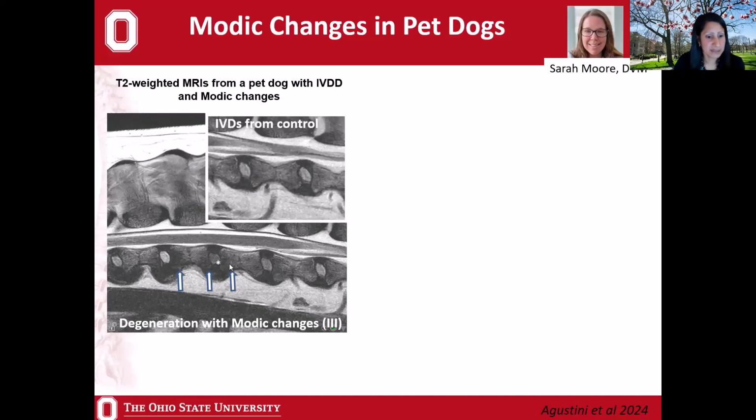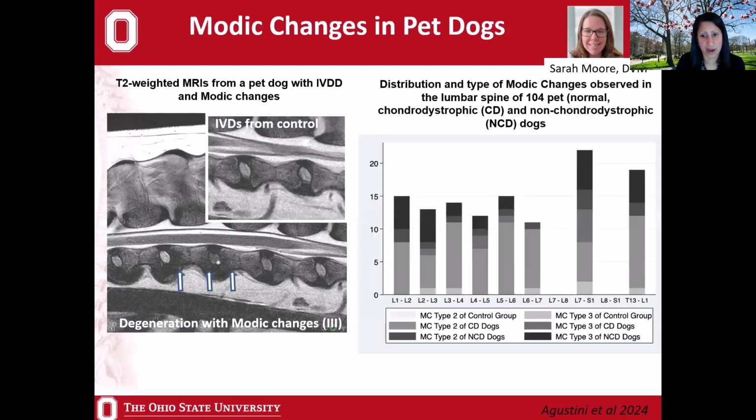There are different types, but usually it's associated with inflammation, fatty marrow lesions, sclerosis, so a lot of pathologies. And it's mimicked in humans, so people have these Modic changes. What my collaborator Sarah Moore and I wanted to explore is, we have these dogs in a patient population. How similar are these Modic changes to what you see in people? Are they prevalent in the dogs as well?